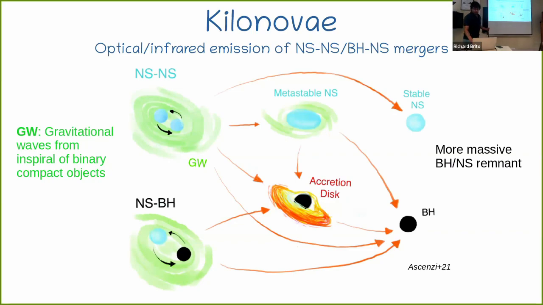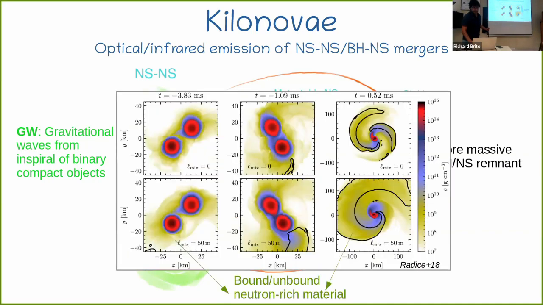And when people do general relativity simulations of this, these are two different simulations, these are different three times of the simulation. And you can see all this green material here is tidal ejecta, right, from the binary, in this case, neutron star merger. And some of this material can actually get unbound. And even after the merger, you can have a lot of that material around.